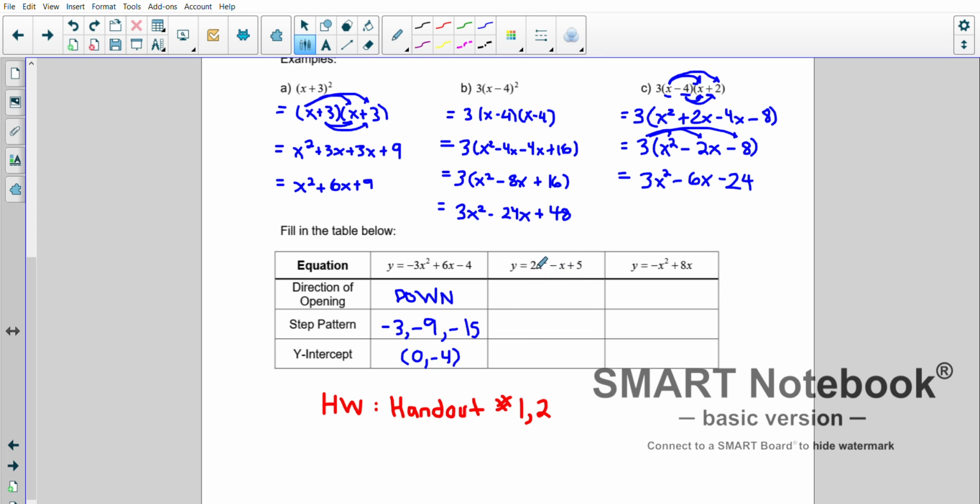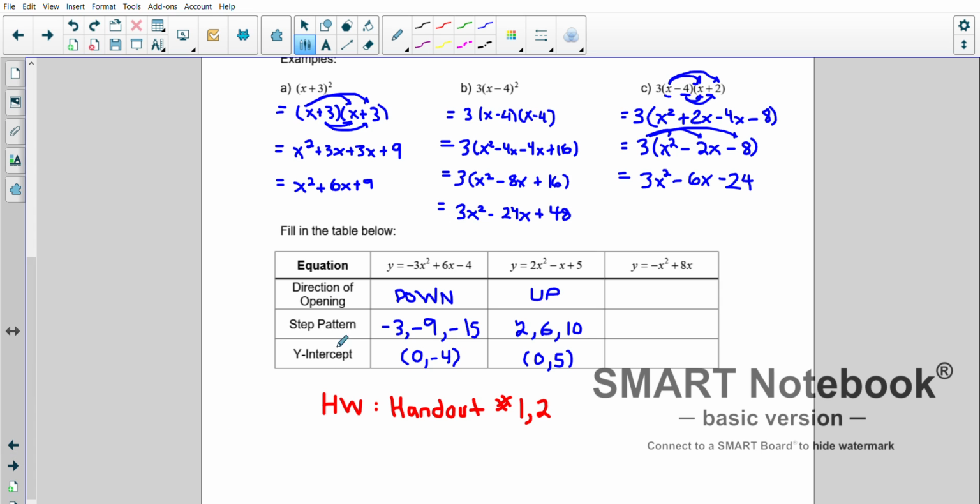This one is also in standard form. The a value is positive 2. Because it's positive, we know it's going to open up. The step pattern is going to be 2 times 1, 3, 5, so it's going to be 2, 6, 10. And because it's the standard form, we know the y-intercept is going to be 0, 5. There's no way for us to get the vertex. There's no way for us to get the zeros. So it's not the best form in the world for giving us information.